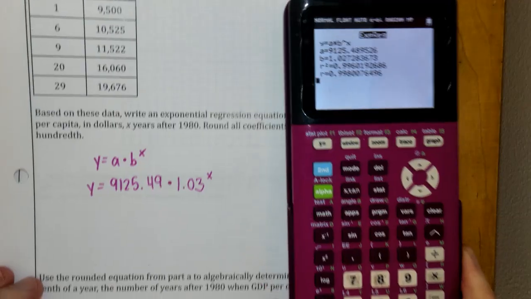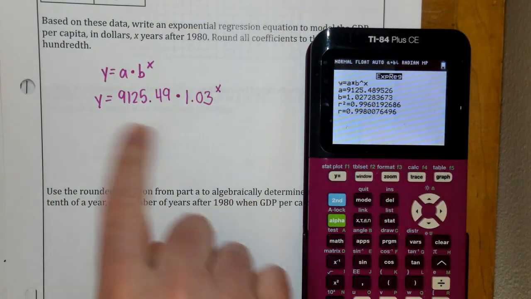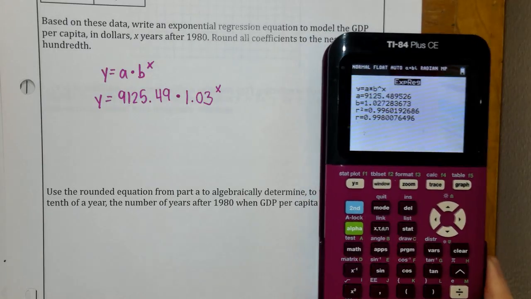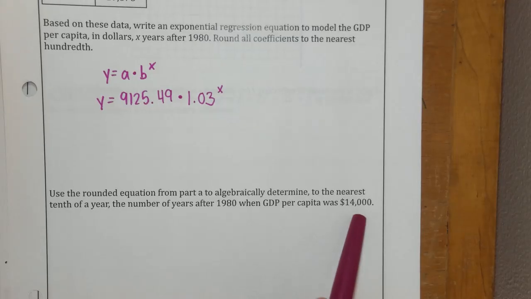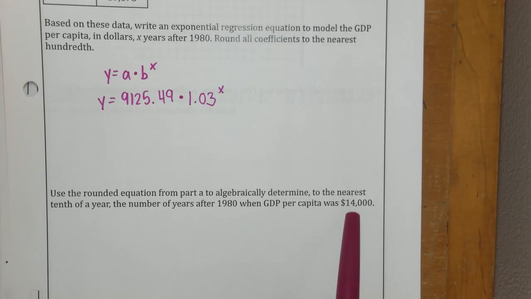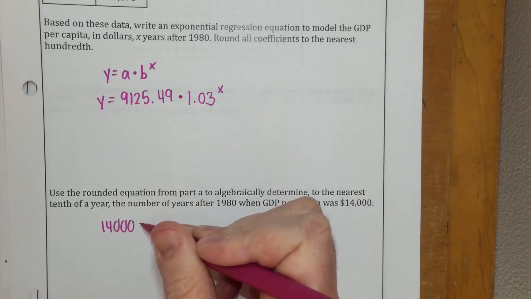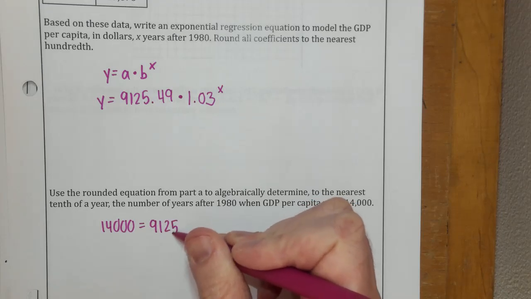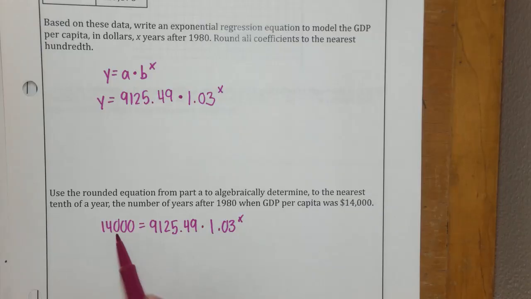The second part of this question says, use the rounded equation. So don't use all the numbers in the calculator, just use this equation to algebraically determine to the nearest tenth of a year the number of years after 1980 when GDP per capita was 14,000. So they are telling us a number of currency. They're telling us dollars, which means they are telling us the y. So I'm going to write this equation and change y to 14,000. So they want us to solve this equation for x, and they gave us y.